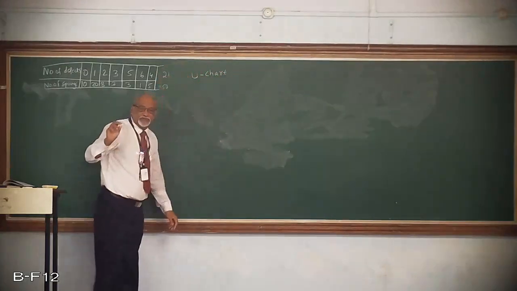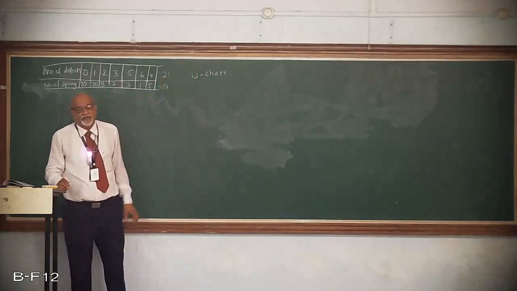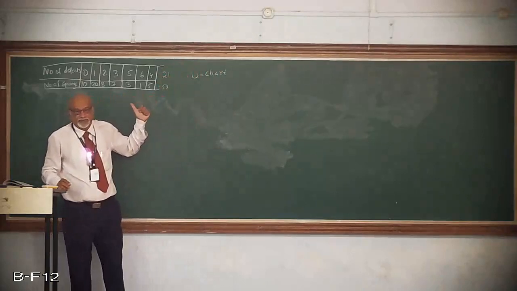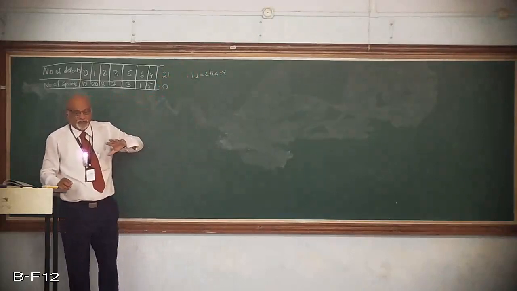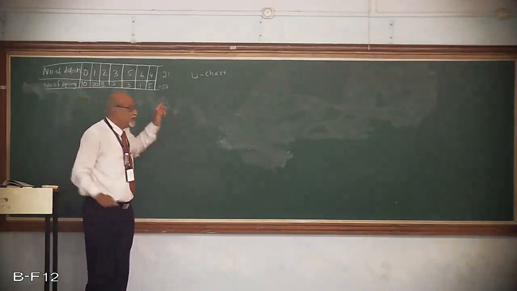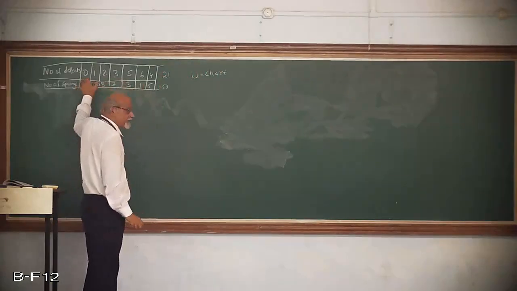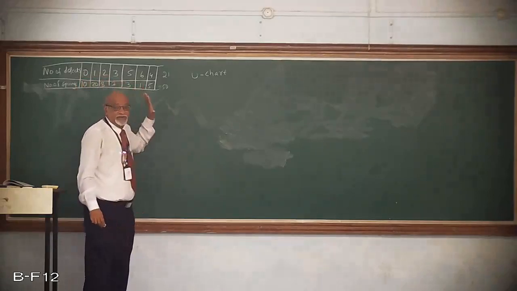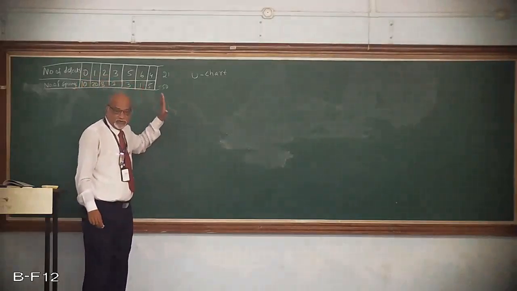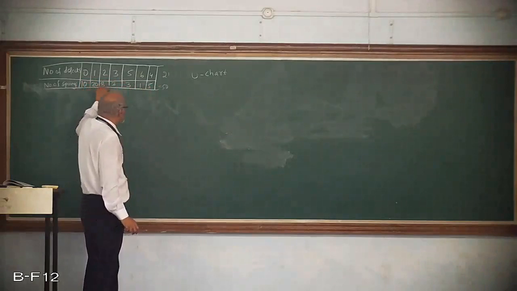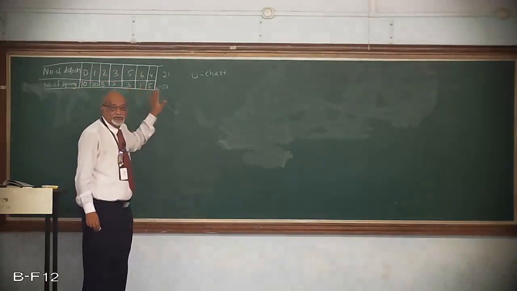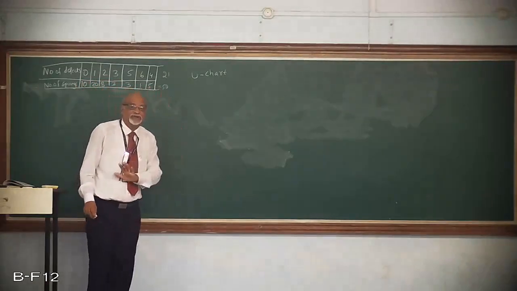Okay, that decision is taken. Why? I explained to you. Again, to recapitulate: first, the number of defects is given, that is why a U or C chart is to be used. And since the sample size is varying, we have to use the U chart.